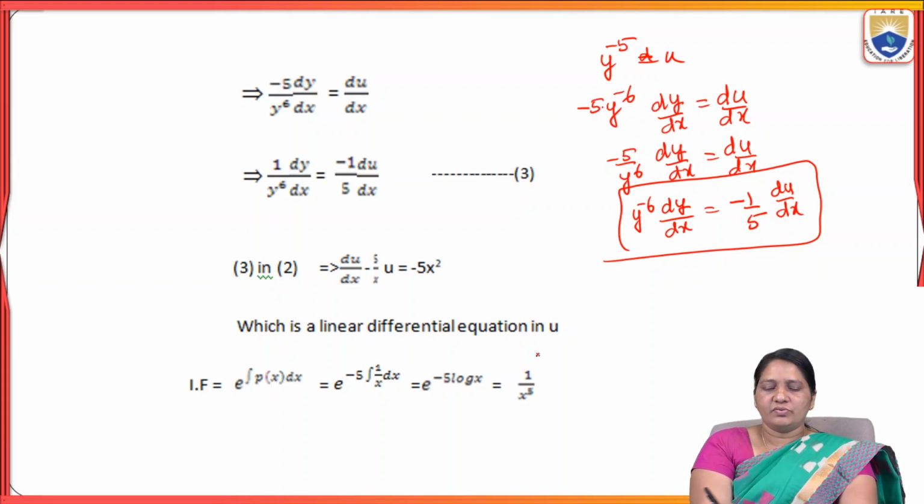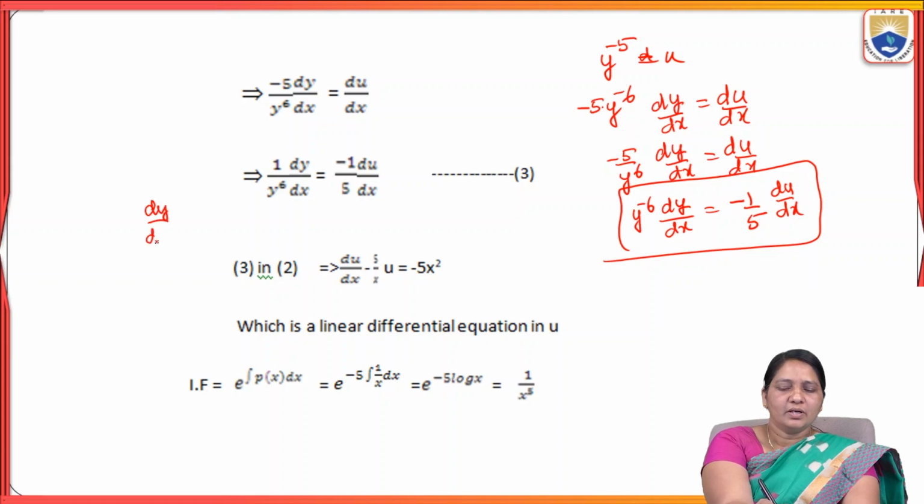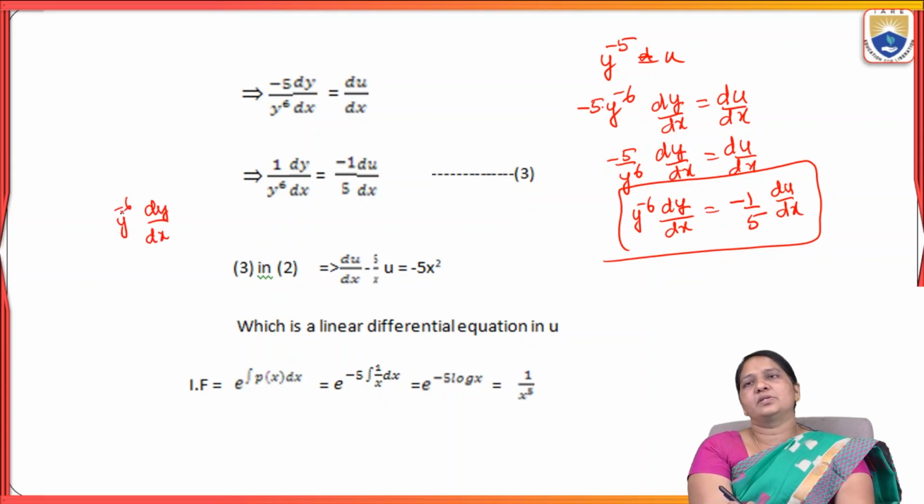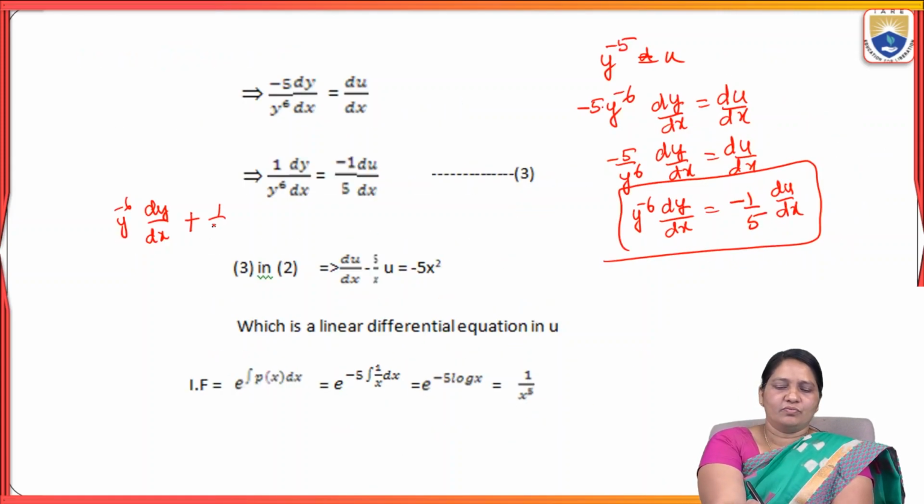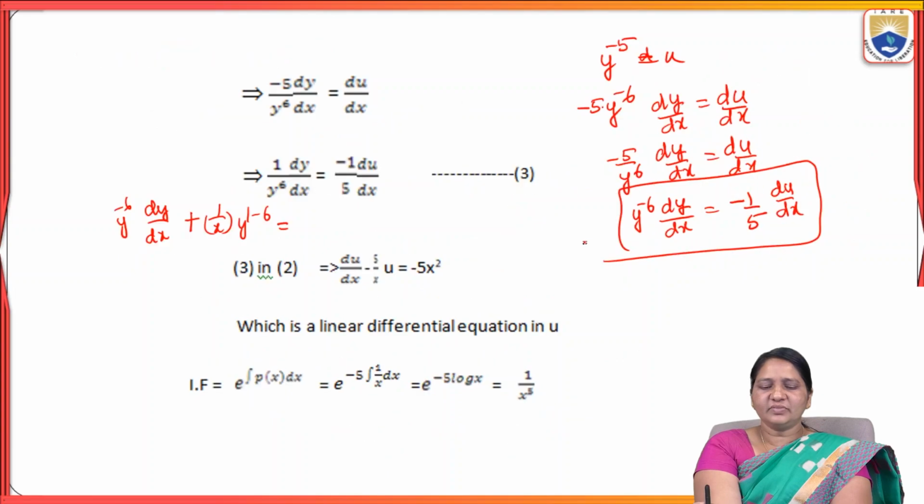So what is the given equation we can observe here? y power minus 6 into dy by dx plus 1 by x into y power 1 minus 6 is equal to x square. So this is the equation. Now I am going to substitute the value of y power minus 6 dy by dx. So now this is minus 1 by 5 du by dx plus 1 by x into y power 1 minus 6, which is nothing but u, is equal to x square.